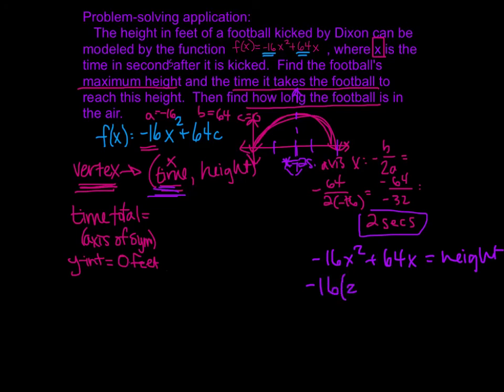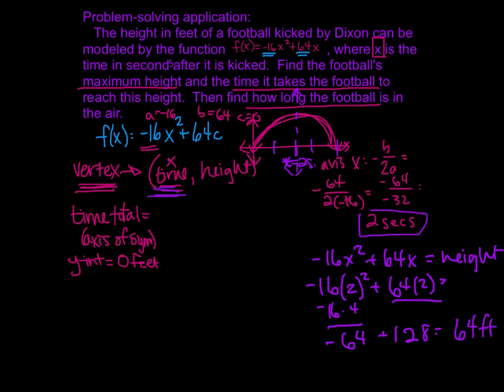So we have -16 times 2 squared plus 64 times 2. 2 squared is 4, times -16. We can do that math, that is -64, and 64 times 2 is equal to positive 128. So if we do -64 plus 128, we get a positive 64 feet. So when Dixon's kicking the football, he can kick it 64 feet in the air. Awesome. 64 feet. Pretty sweet.